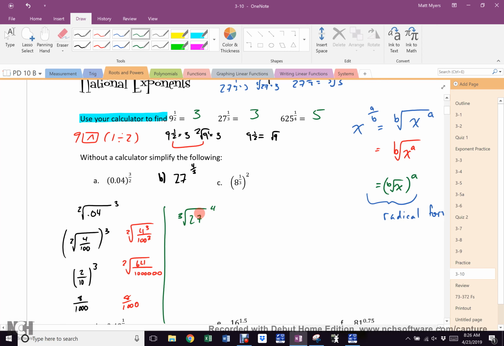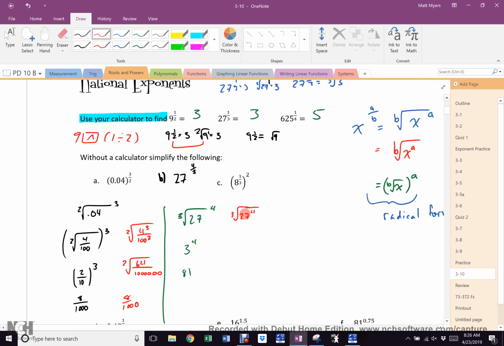Now, as I was saying, red or black, which one works better here? The black one. Why? Because 27 has a cube root, doesn't it? What is the cube root of 27? 3. So this is 3 to the 4th, which is 81. Right? If I do the red version, then I get the cubed root of 27 to the 4th.